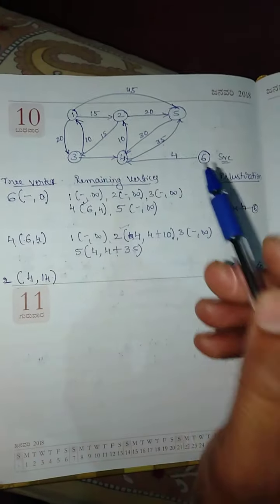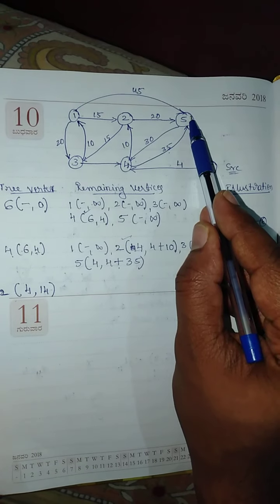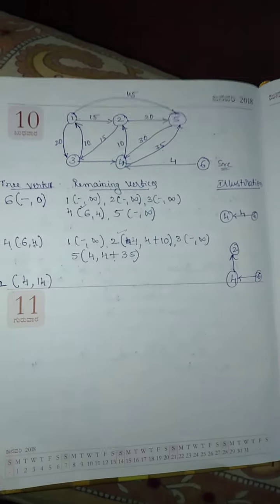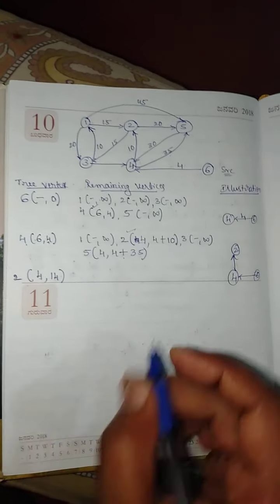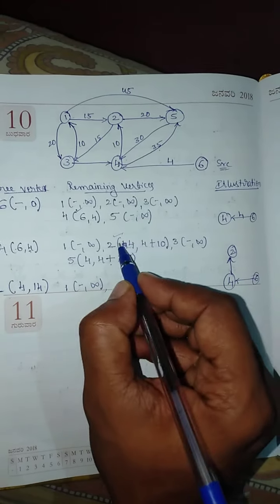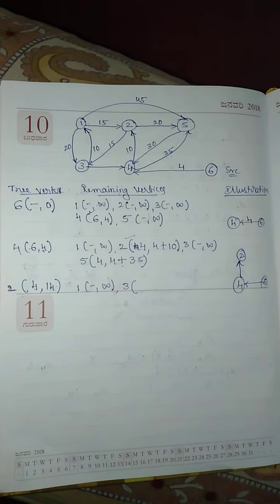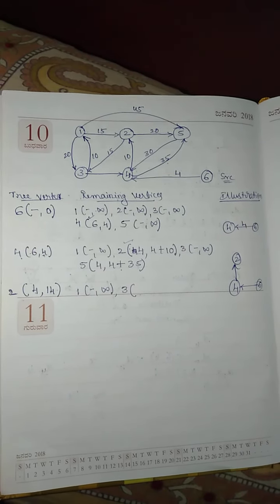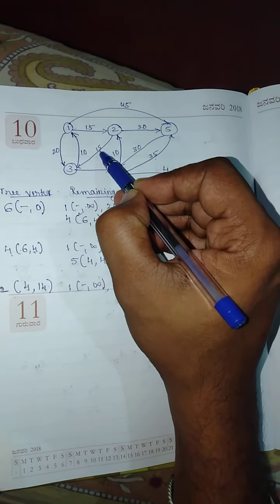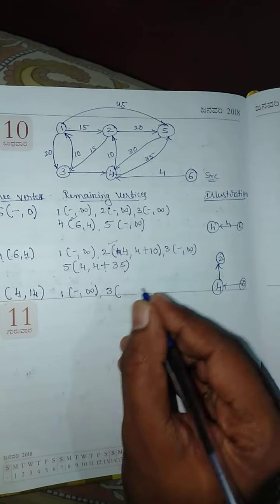Now from 2, which are the other fringe nodes? It is 3 and 5. So in the next iteration, 3 and 5 will get updated. 1 as it is; 1 is still not reachable from the source node. 2 is already considered. The next is 3. Is 3 reachable from 2? Yes. What is the cost? This is 14 plus 15, total is 29. What is the earlier cost? Infinity. So 29 is less than infinity.